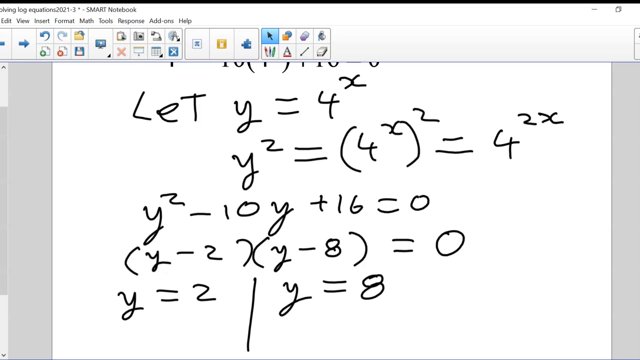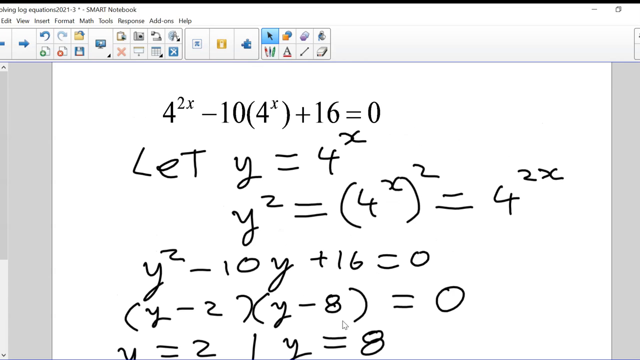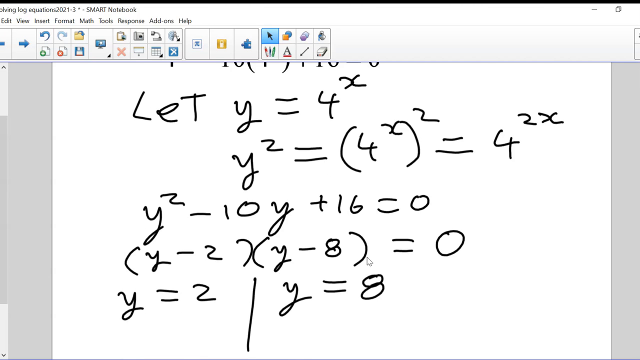So is that my answer? Am I done? You guys are way ahead of me. No, we're not done. Why are we not done? Yeah, now we need to let the y values be equal to our 4 to the x. We have solved for y. Perfect. The question didn't ask us to solve for y, though. The question wanted us to solve for x.